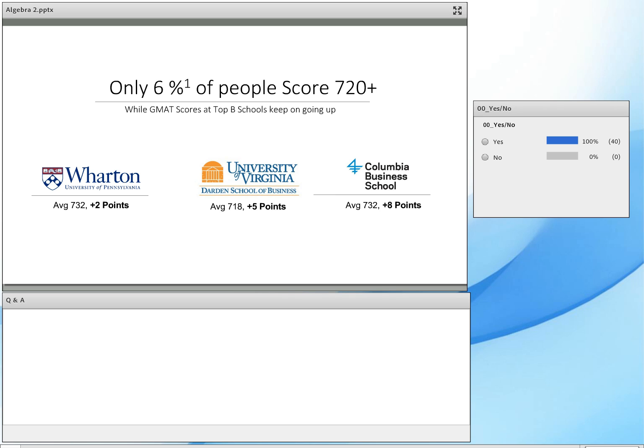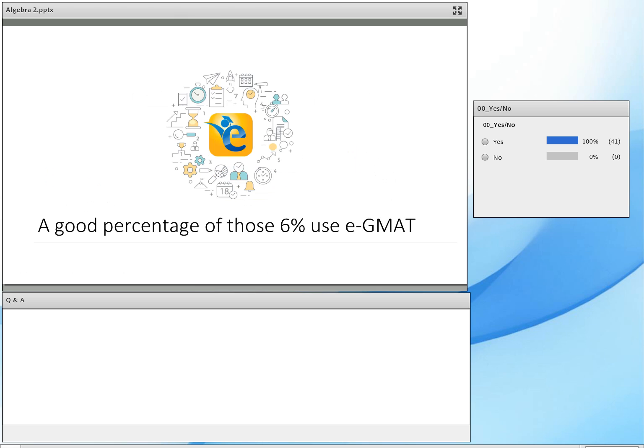Just this year, you can see the median scores at these top schools have increased. So why is it that only 6% of people score 720 or higher? The reason for that is what these students do. A good percentage of the students who score 720 or higher study with e-GMAT. And why do I say that? If you take a look at some of the stats, you will come to the same conclusion.